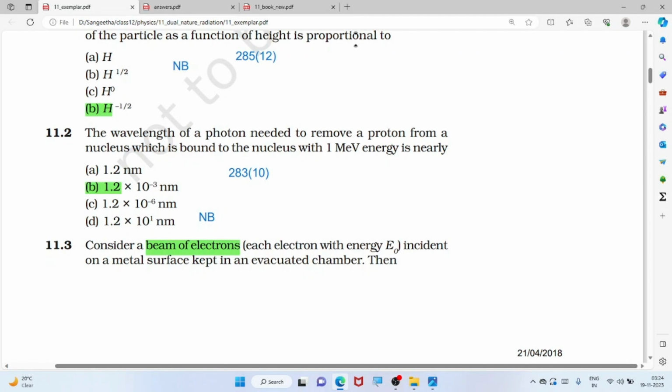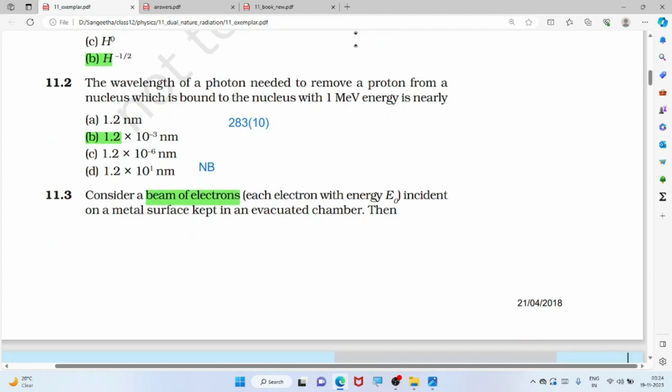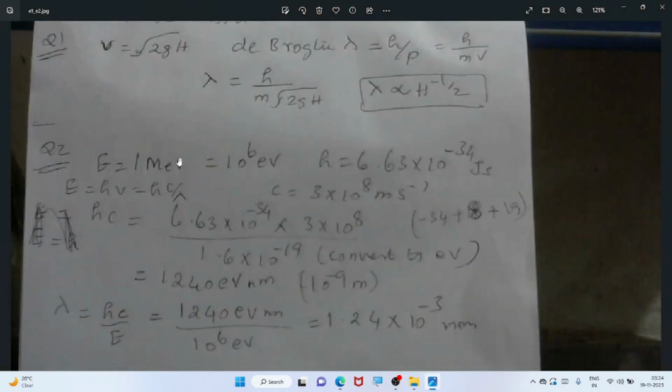Find the wavelength of the photon needed to remove a proton from the nucleus, which is bound to the nucleus with 1 mega electron volt, MeV. The energy is nearly equal to one MeV, which equals 1 × 10⁶ electron volt. This is the Planck's constant and the velocity of light. E equal to h nu. We replace the frequency with c by lambda, because c equals lambda into frequency. So now hc equals h into 3 × 10⁸. This is to convert to electron volt.